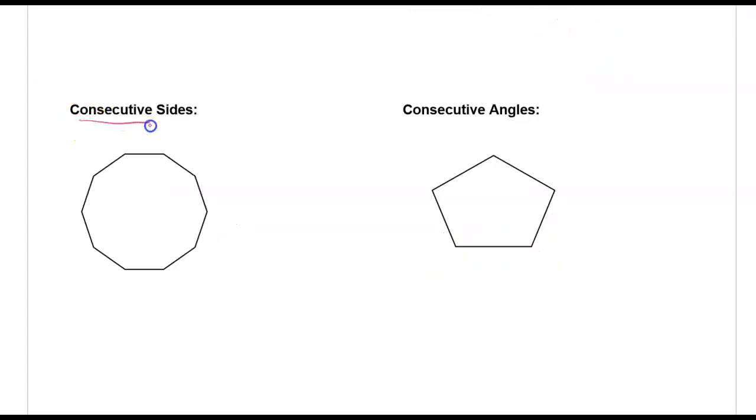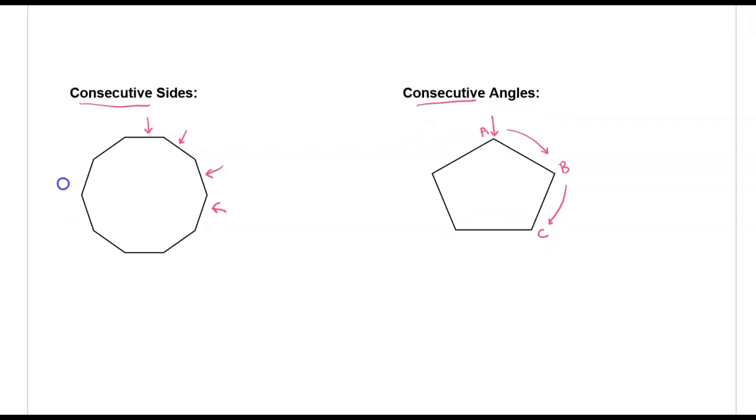The word consecutive means the next one in line. So if we start at this top side here, the next consecutive side is here, then here, then here. So they're right next to each other as you go around the figure. And the same is true for angles. So if we start at this vertex here, let's call it A, and then we go to B, then C. Angle B is a consecutive angle to A, and then angle C is a consecutive angle to angle B.